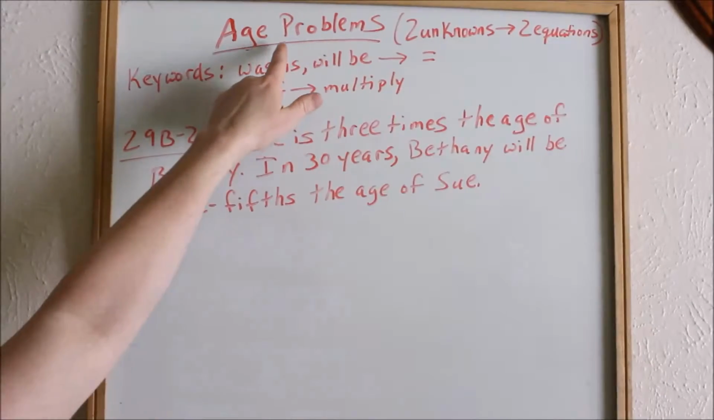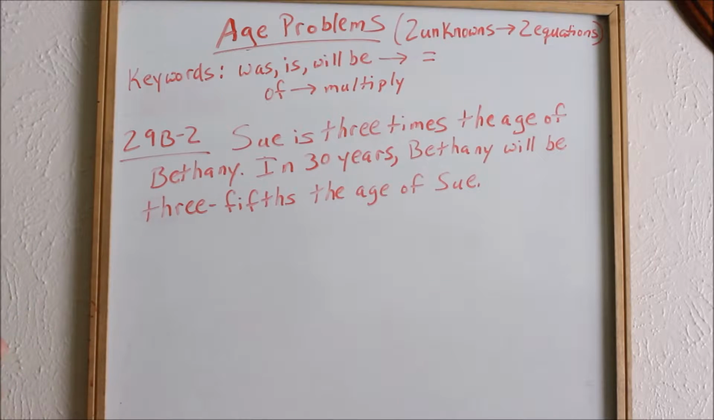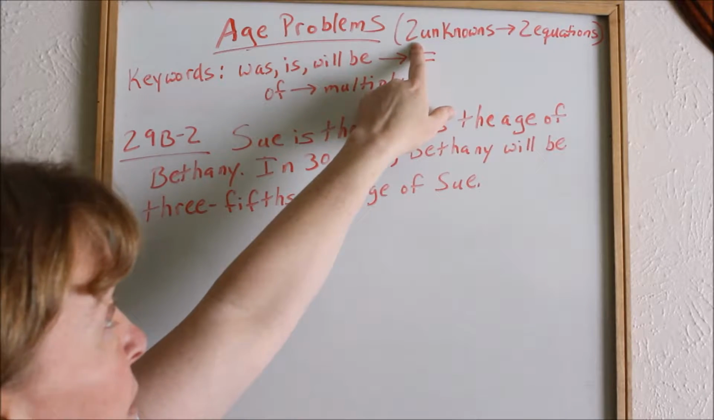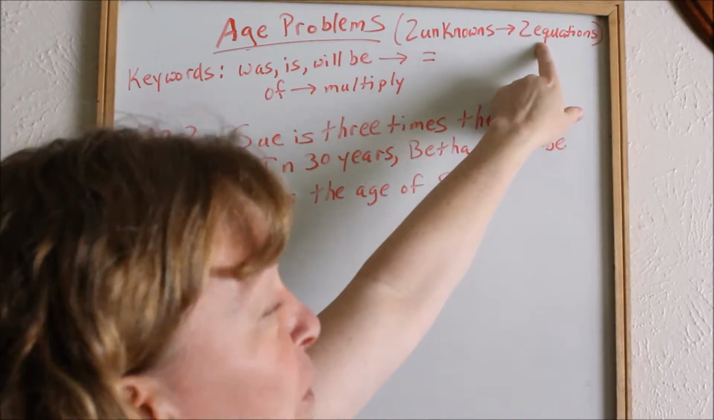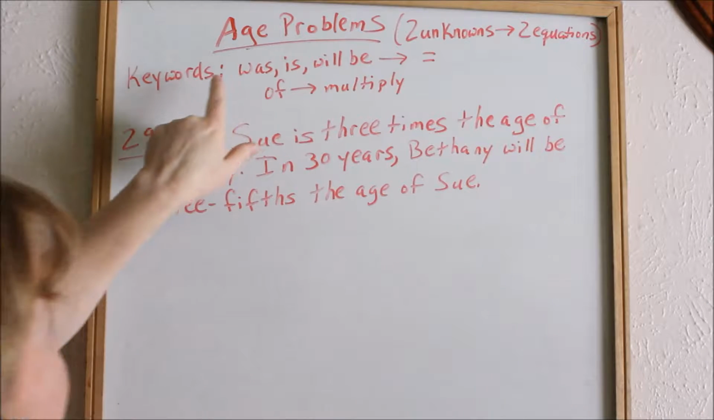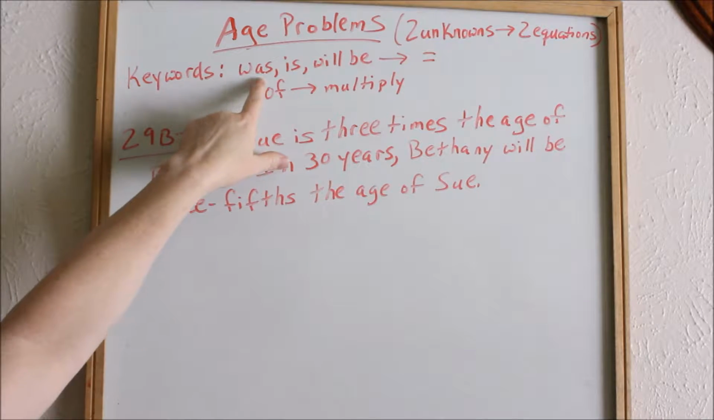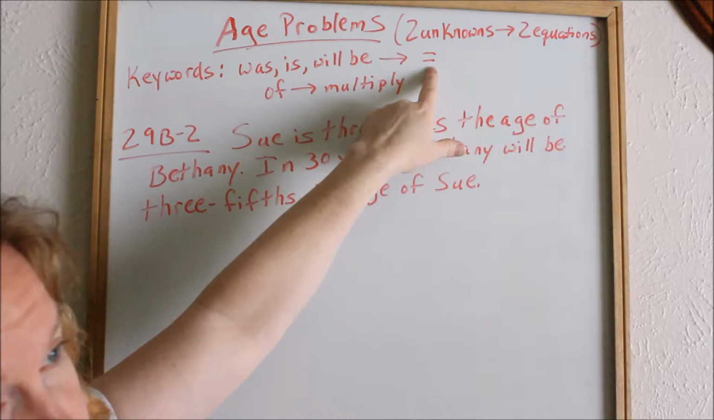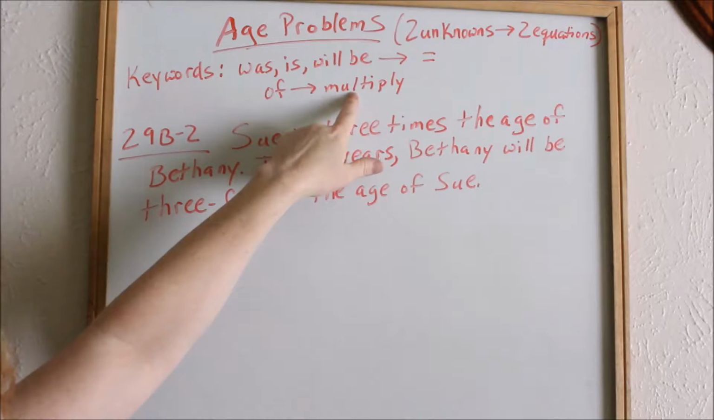Alright, we're doing age problems. On these problems, we're going to be dealing with two people and we're going to want to know their age. So since it's two people and two people's ages, that's two unknowns. If you have two unknowns, you're going to need to have two equations to solve it. Here are some key words to look for in these problems. The words was, is, will be are all equals, equal sign. The word of is multiply.